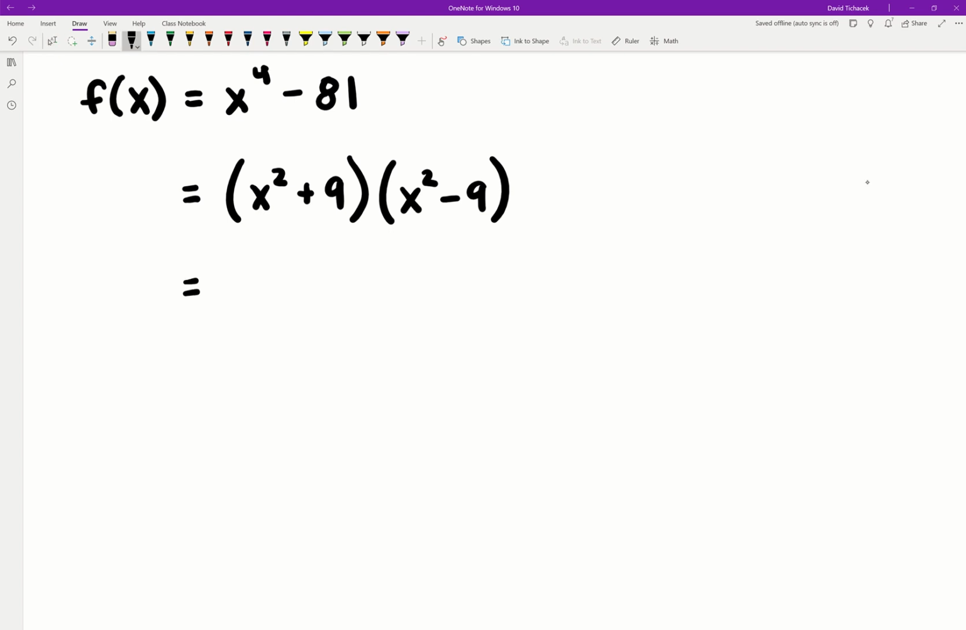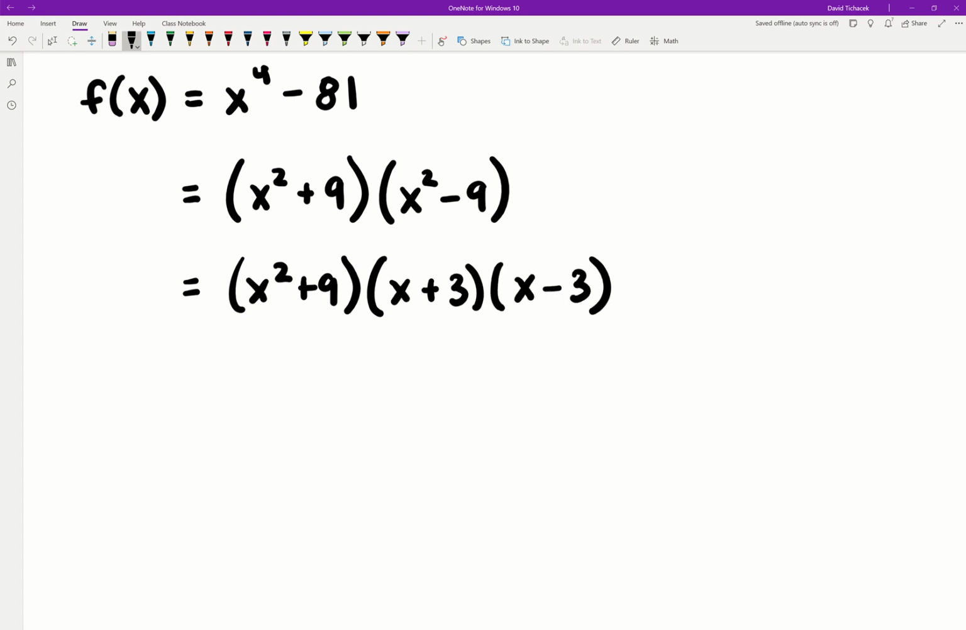Okay, and so we'll go ahead and say here that this is going to be x squared plus 9, and then x squared minus 9. Again, this is just one of your special factoring formulas. You might recognize that as a difference of two squares. We can always factor that in terms of x plus 3, x minus 3. And then to find all of your zeros, of course, we're just going to set each one of these individually equal to 0 and solve.